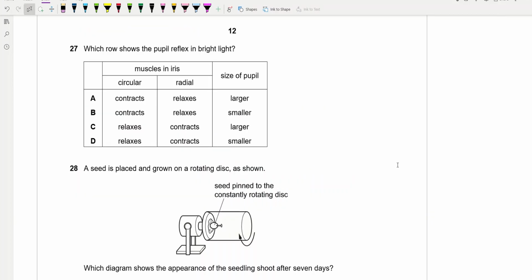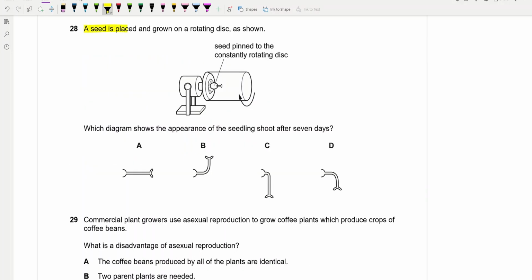Question number 27. Which row shows the pupil reflex in bright sunlight? So the size would get smaller and the radial muscle would relax, and the circular muscle in the iris would contract. So the answer would be option B. Question number 28. A seed is placed and grown on a rotating disc as shown. Which diagram shows the appearance of the seedling shoot after 7 days?